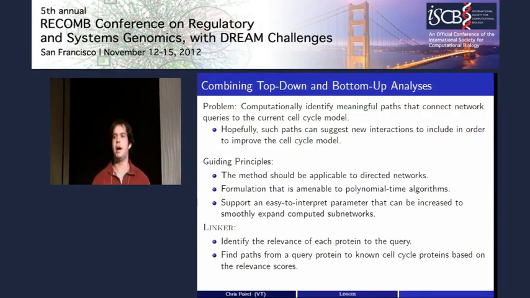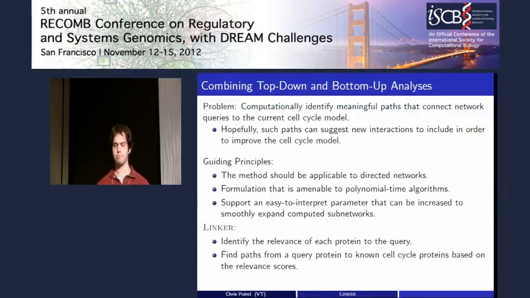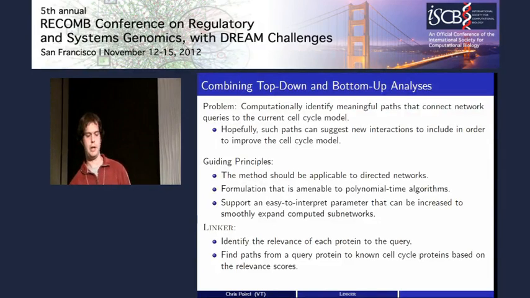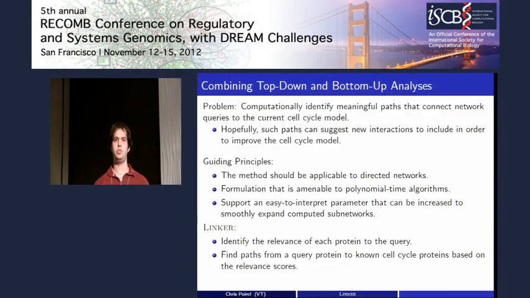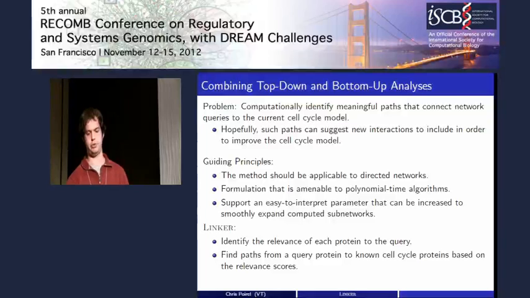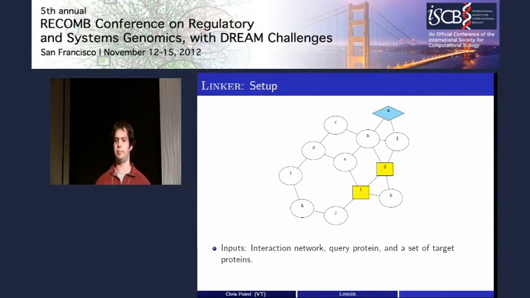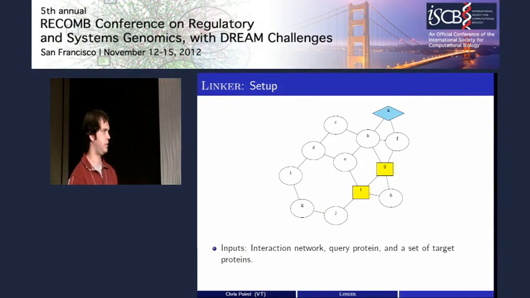With these ideas in mind, we developed a method which we call Linker. Linker works in 2 stages. In the first stage, we identify the relevance of each protein in the network to the given query. And in the second stage, we use these relevance scores to find highly relevant paths that link that query back to the target nodes, or the cell cycle nodes in this case. Now I'll quickly walk you through how this method proceeds. I'm not going to go into the mathematics behind the algorithms.